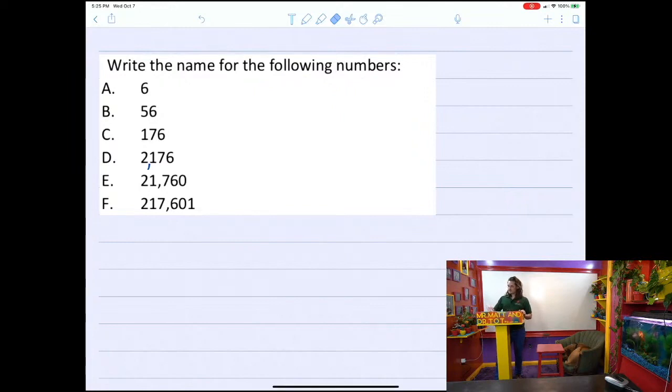Okay, so let's look at these questions. So for A, we just have the number 6. That's a singular digit, so just SIX, 6. For B, we have 56. So we have a combination of values in the tens and ones decimal places. So we need to hyphenate. So start with the multiple of 10, which is 50 here. Hyphenate, write the ones digit of 6.